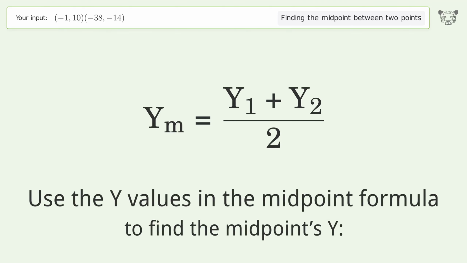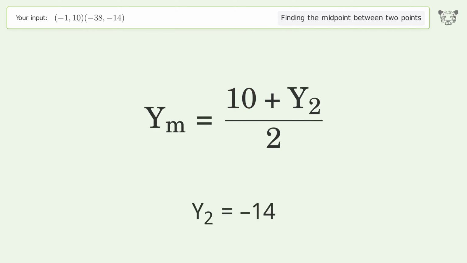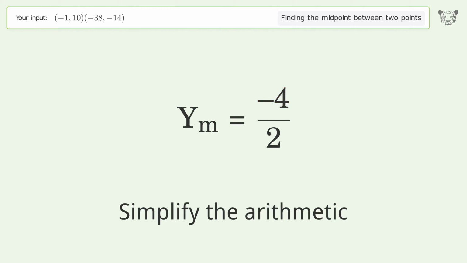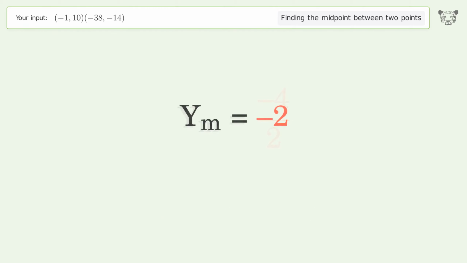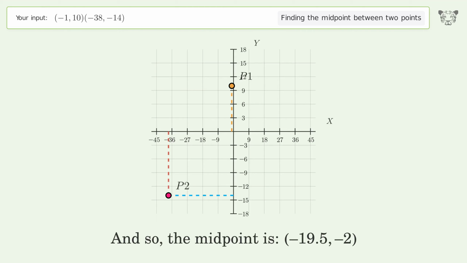Use the y values in the midpoint formula to find the midpoint's y. y1 equals 10. y2 equals negative 14. Simplify the arithmetic. And so, the midpoint is, negative 19.5, negative 2.